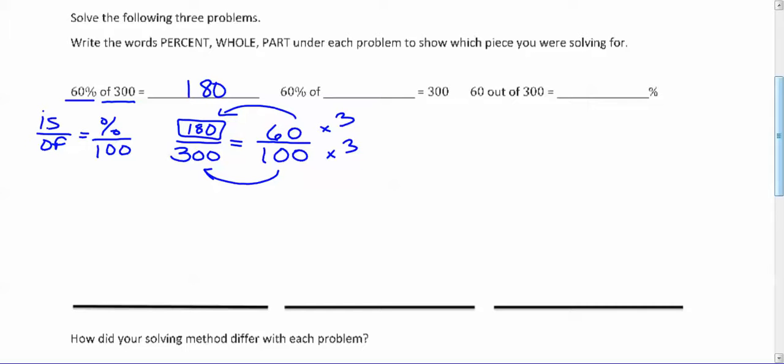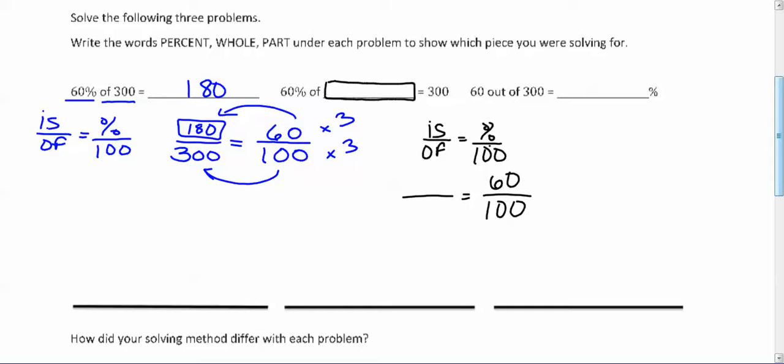60% of blank equals 300. So is over of equals percent out of 100. Right, so again, we've been given the 100. We know the 60%. Now, it says of blank, right? Guess where the blank is going to go here? On the bottom. Very good. So we're not used to doing that. Now we need to figure out where the 300 goes. Well, obviously by process of elimination, we know it goes on the top.